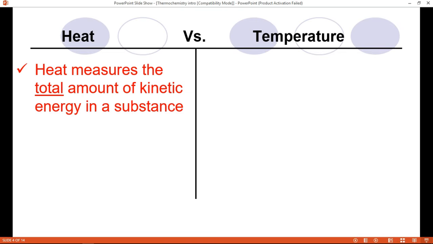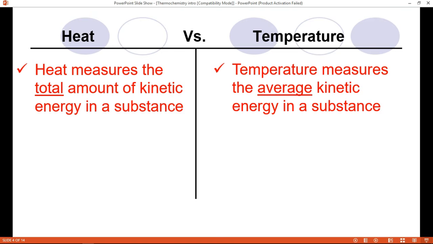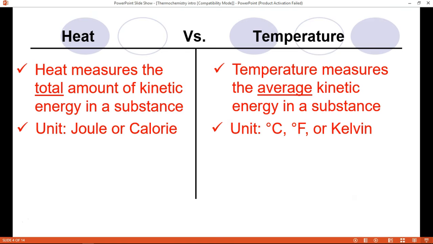All right, so we need to know the difference between heat and temperature. Okay, so here we go. It says heat measures the total amount of kinetic energy in that substance, whereas temperature is measuring the average kinetic energy in a substance. So it's how fast those particles are moving, not the total amount of movement, but just how fast they're moving. The unit we measure heat in is a joule or a calorie, and we measure temperature in degrees Celsius, degrees Fahrenheit, or even Kelvin.